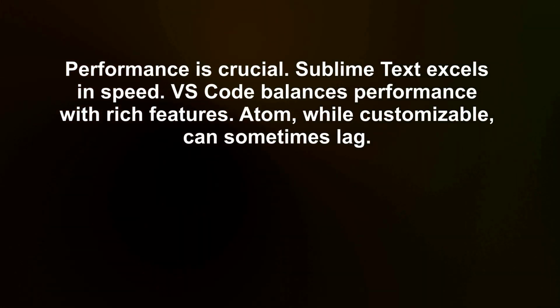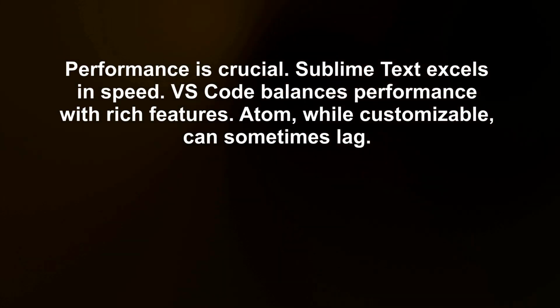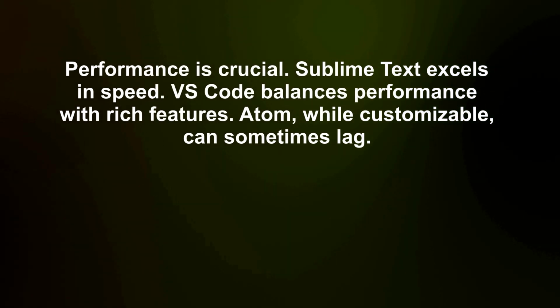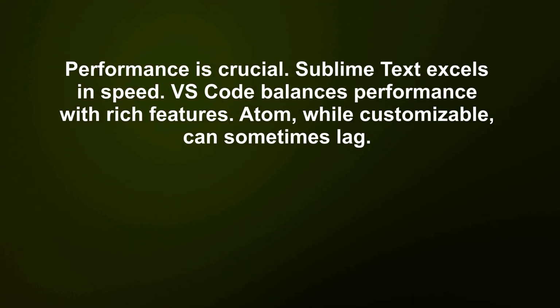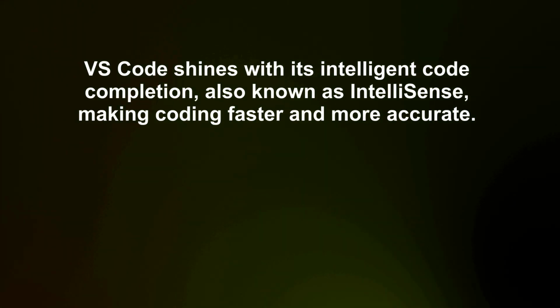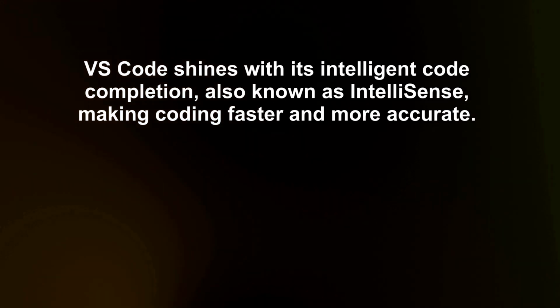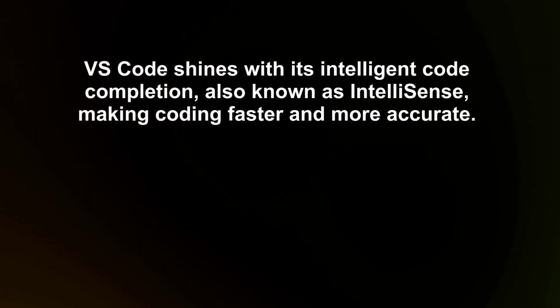Performance is crucial. Sublime Text excels in speed. VS Code balances performance with rich features. Atom, while customizable, can sometimes lag. VS Code shines with its intelligent code completion, also known as IntelliSense, making coding faster and more accurate.